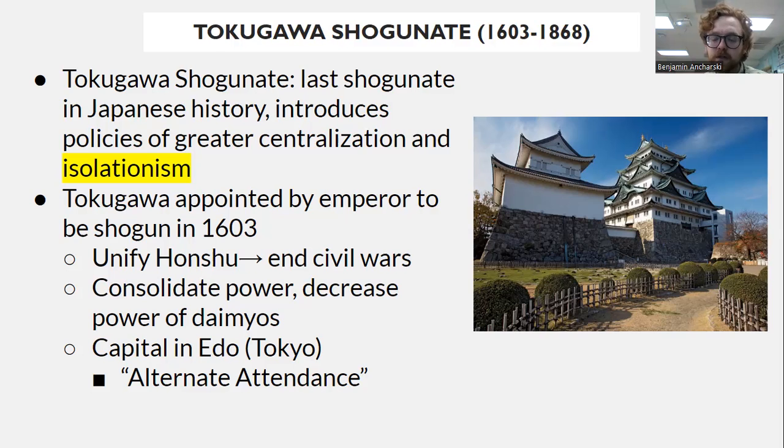So there's a few ways of centralization right there. We have this cultural legitimacy through getting approval by the emperor. We have this military kind of unification. We are the biggest military. We've unified the mainland. We've unified the different islands. We've seized power from the daimyos. We've given land to the loyal ones, but we've heavily restricted their military capacity. We control the firearms, we control the swords, we grant them out as we see fit, we being the Tokugawa Shogunate. And there's also this alternate attendance as well.